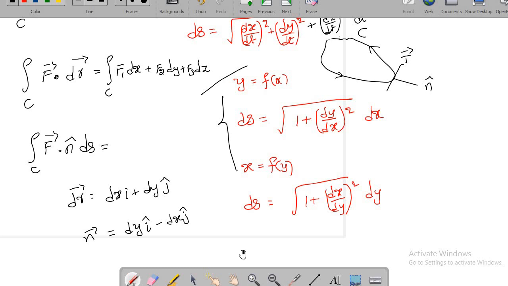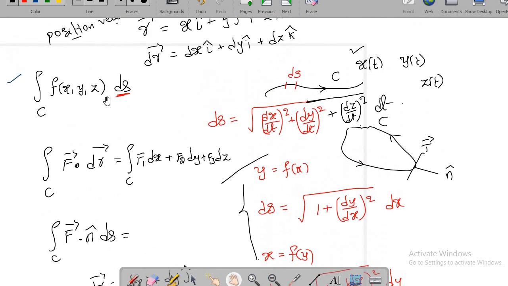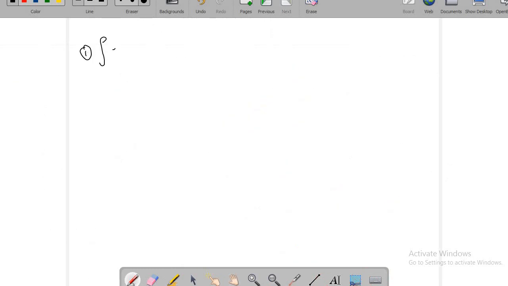Remember one thing: the moment you parameterize the curve and substitute it here, the line integral becomes a normal integral. And I hope you know how to solve a normal integral. Okay, I'd like to give this problem. What is the integral of xy into ds, where c is the curve y equal to 2x plus 1, where 0 less than or equal to x less than or equal to 1? This is what they gave.